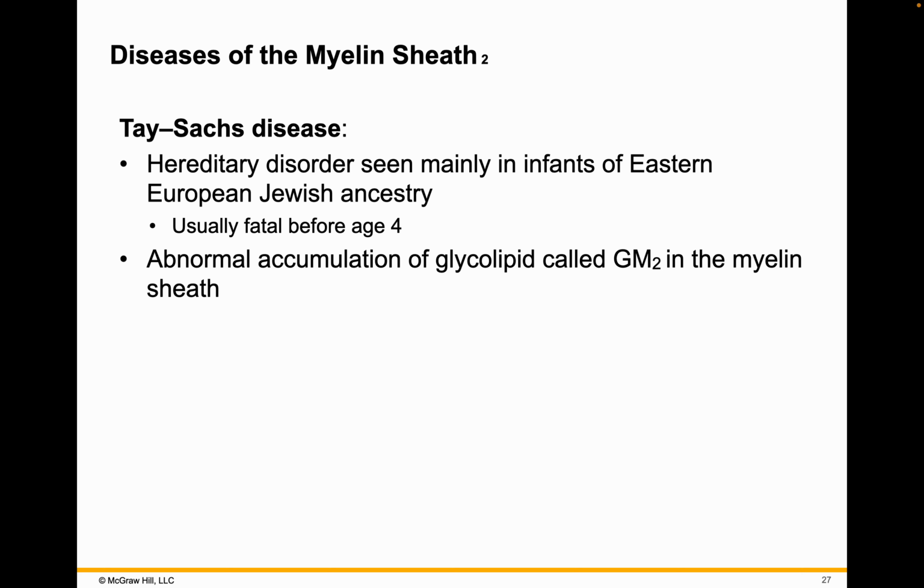There is another disease of myelin sheaths known as Tay-Sachs disease. It's a hereditary disorder seen mainly in infants of Eastern European Jewish ancestry, although it is not uncommon in French Acadian ancestry. It is usually fatal before the age of 4, and it results from a genetic mutation that leads to the abnormal accumulation of a glycolipid called GM2 in the myelin sheath.